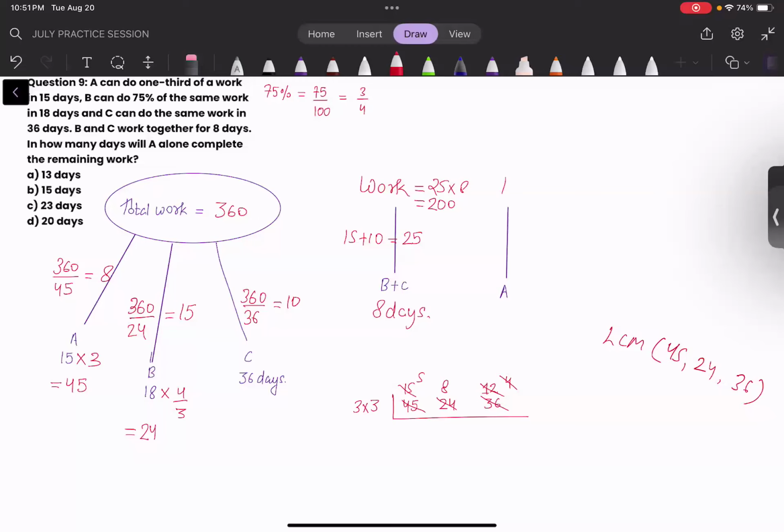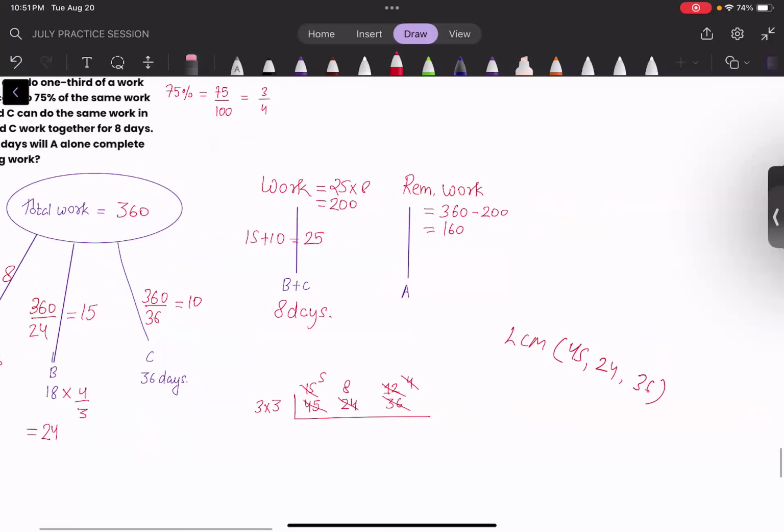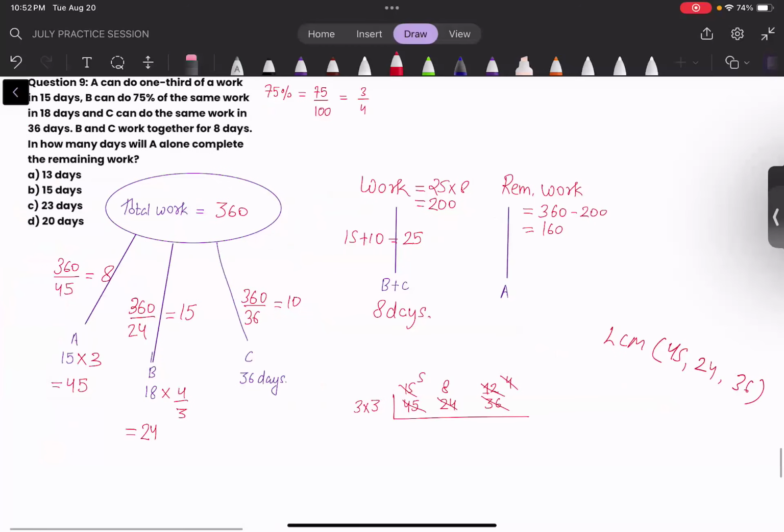Total minus 200. The remaining work, as per the question, will be done by A. Remaining work is 360 minus 200, which is 160. The work rate of A, as already calculated, is 8. So how much time? 160 by 8 is 20. Okay, 20 days. Now clear?